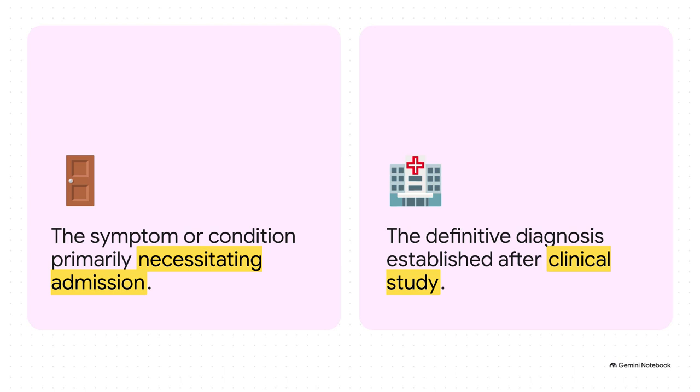A massive part of this translation process is differentiating these two concepts. The admitting diagnosis might literally just be a symptom that brought the patient in, like acute abdominal pain. But the final discharge diagnosis, that's what we know after all the tests and treatments are done, like, say, acute appendicitis. Making this distinction crystal clear in the documentation is absolutely essential for accurate coding and avoiding some really costly compliance headaches.